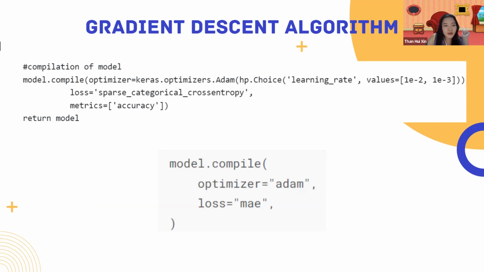Basically, you want to put in your optimizer. For example, the one at the bottom is optimizer equals Adam. Adam is one of the gradient descent variations. Adam is much better than gradient descent because it actually adds momentum.